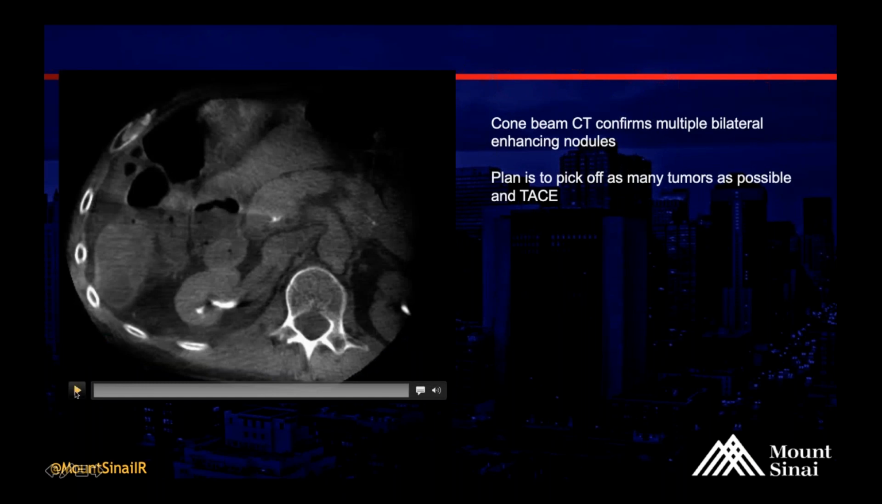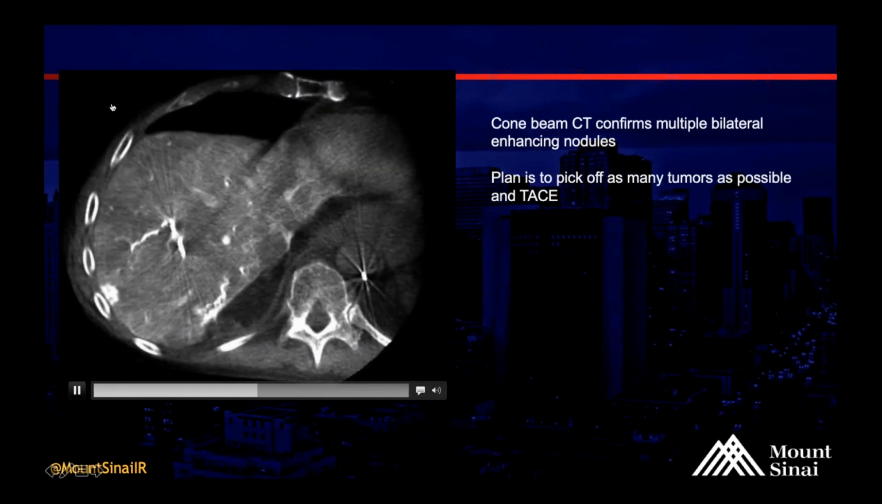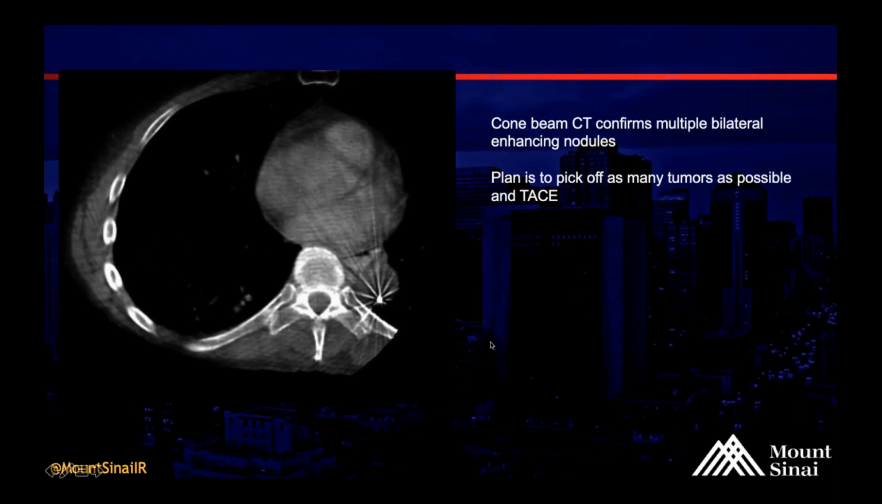So here's the cone beam CT from the main hepatic artery, and again, you can see multiple areas of enhancing tumor. He had a previous Y90, so that's what that cavity is. And you can see all these little tumor branches. So what we decided to do was to basically say, okay, we have about 10 to 15 cc's of chemo agent that we can use. We're basically going to pick off the biggest tumors we can find and slowly do this one at a time.